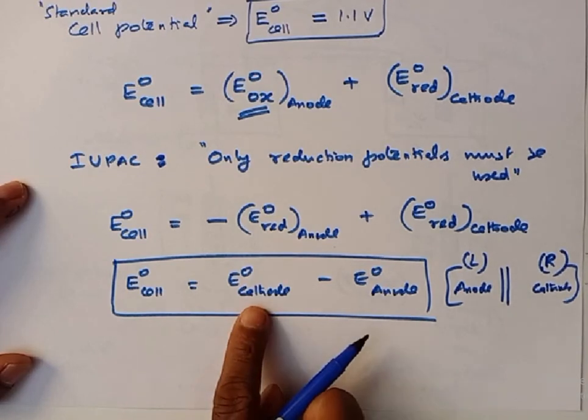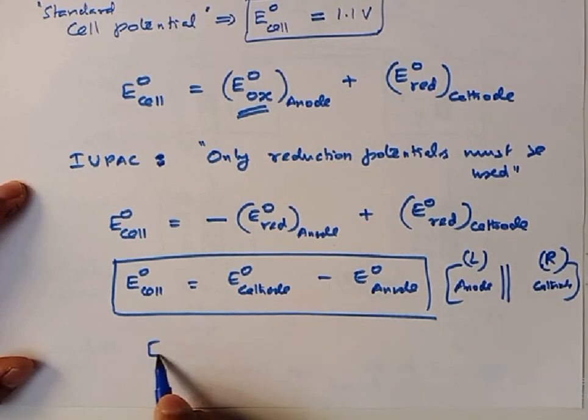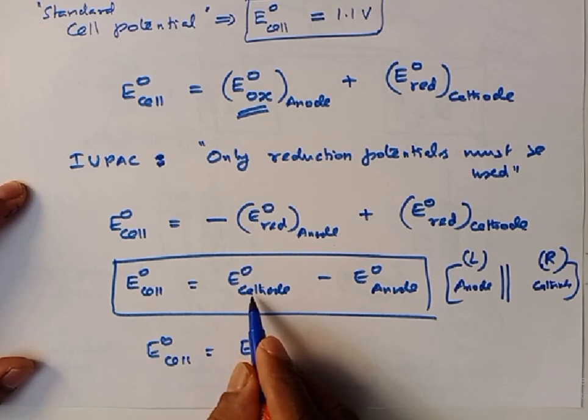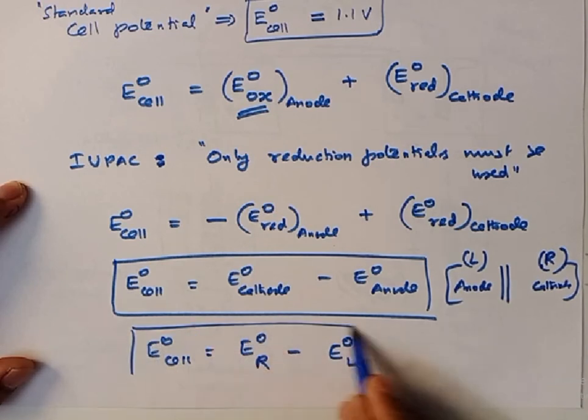So instead of writing cathode, anode and all, I can simply put R and L here. So what is E naught cell? E naught cell equal to standard reduction potential at the right hand side electrode minus standard reduction potential at the left hand side electrode.